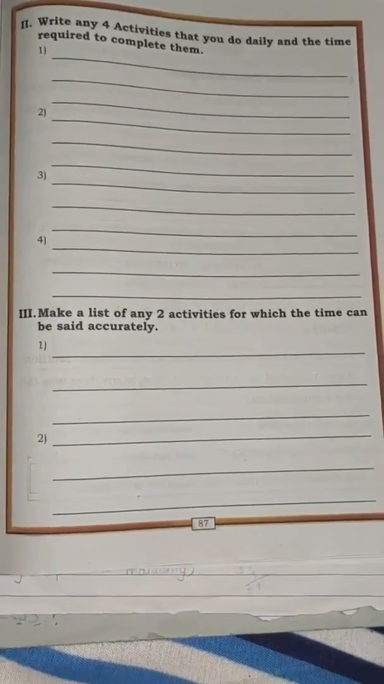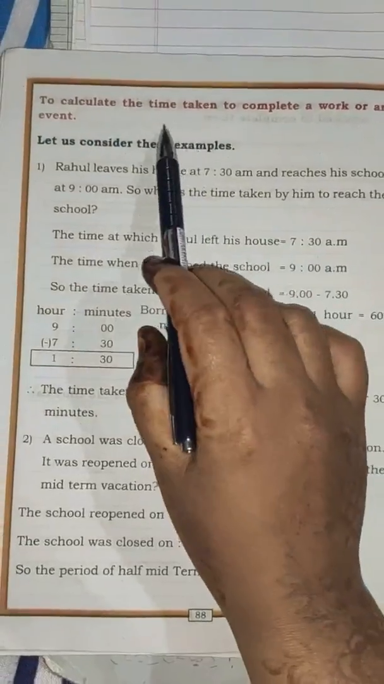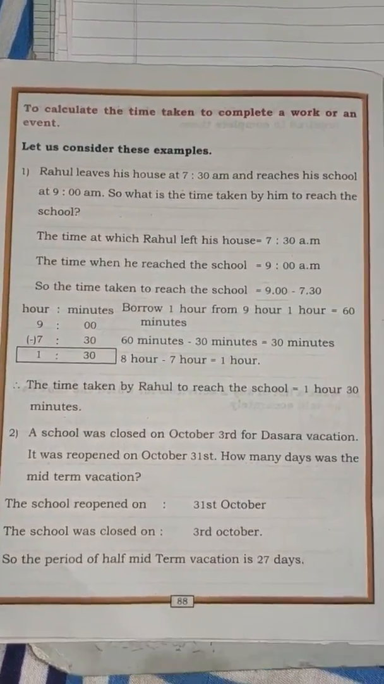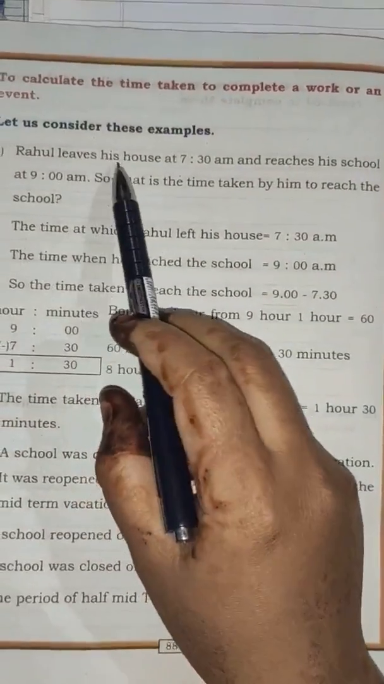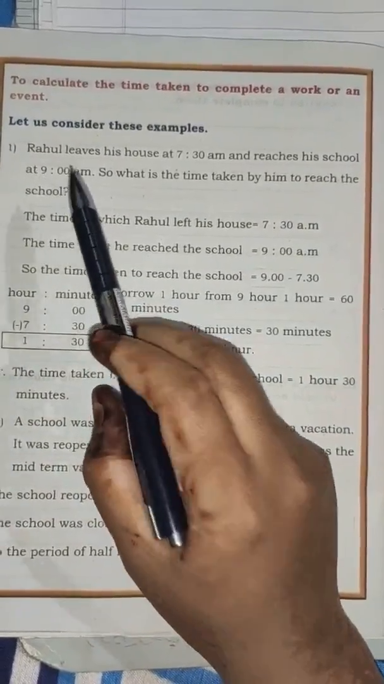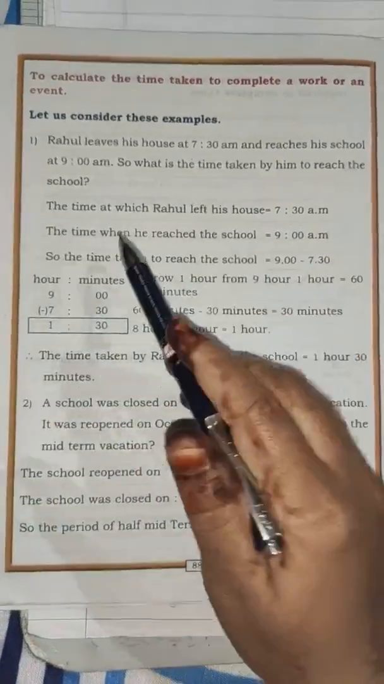Okay, children? Now, children, our next topic is to calculate the time taken to complete a work or an event. So here let us take one example. Rahul leaves his house at 7:30 a.m. and reaches his school at 9 a.m. So what is the time taken by him to reach the school? You have to calculate that.